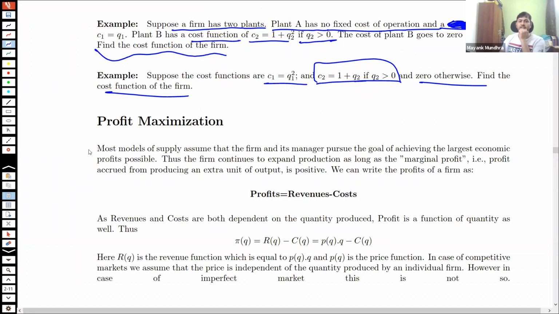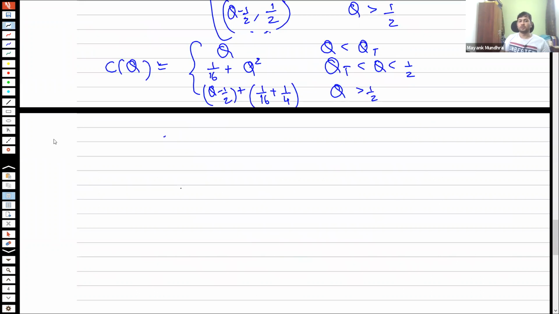Okay, let's look at this problem now. Cost of firm 1 is q1 square, cost of firm 2 is 1 plus q2. Okay, so cost of firm 1 is q1 square, cost of firm 2 is 1 plus q2.